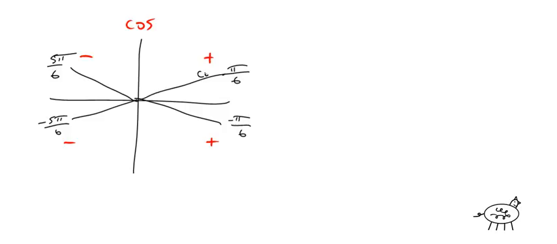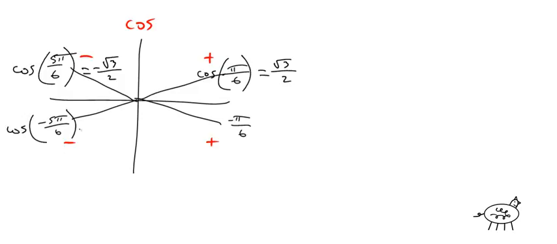Alright, so let's take the cosine of some of these values. Cosine of pi over 6, you guys agree? It is root 3 over 2. The cosine of 5 pi over 6, well, the reference angle is pi over 6, so it's root 3 over 2, but it's negative. We're in the second quadrant. So it's negative root 3 over 2. Same reference angle, pi over 6, so that's also negative root 3 over 2. And it's positive here. So the reference angle is still pi over 6, so it's positive root 3 over 2.